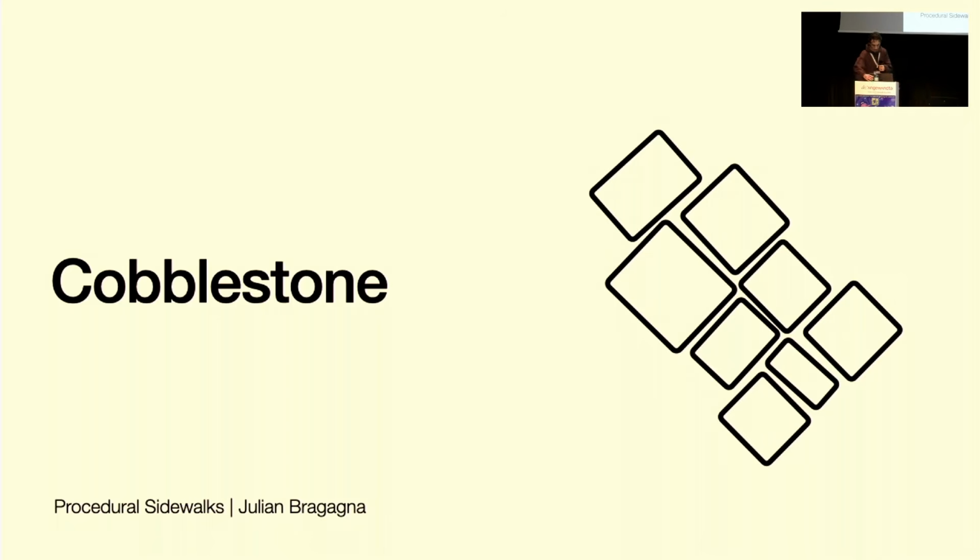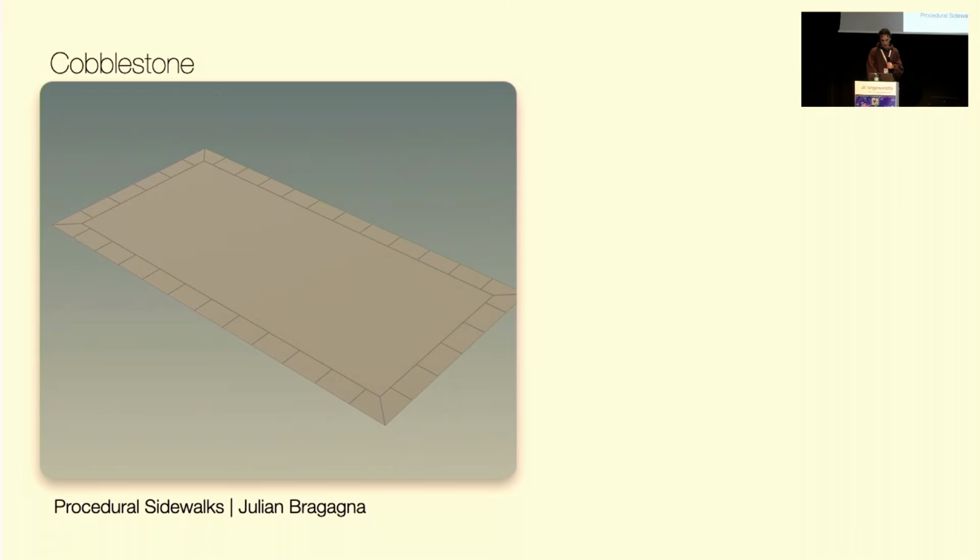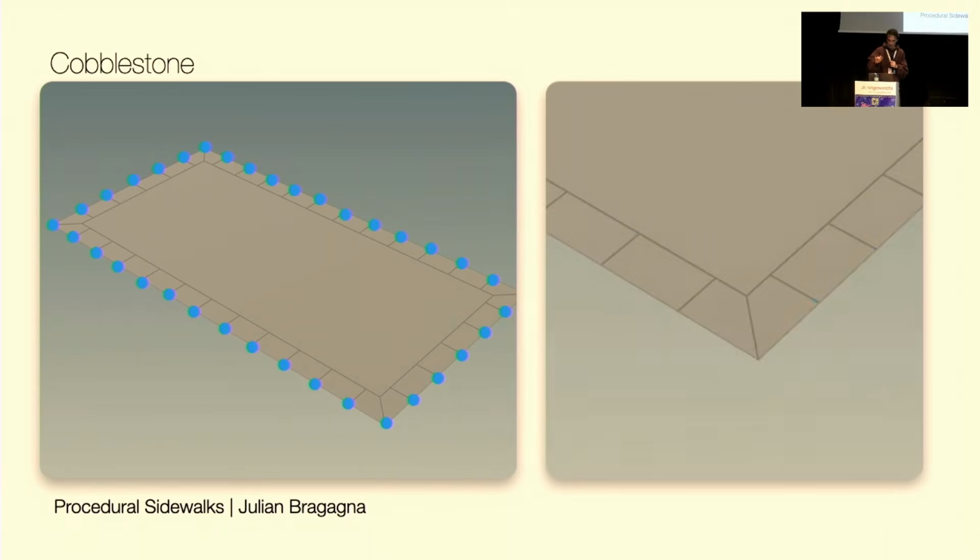All right, now to the cobblestones. How do these work? As I mentioned earlier, the main thing everyone notices is this iconic border, right? So we need to take care of that. I did that by taking the shape I want to fill and adding points to it, and then pushing them in to create a strip of stones. The gap between the points defines the width of the border stones.